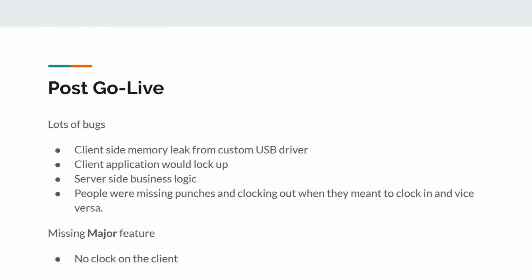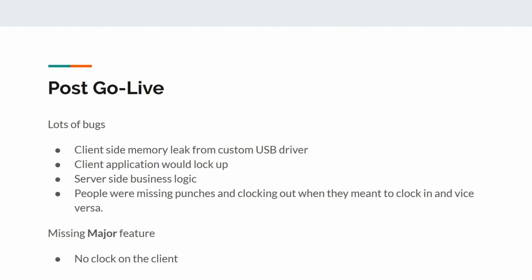So that brings us to go live. After we went live, we ended up with lots of problems. The biggest problem was the memory leak from the custom USB driver. That was just a nightmare. And with 4 gig of RAM, I think we ran out in about 6 hours, maybe 8 hours, just completely ran out of memory. And so to work around that, I set up the computers to reboot every 4 hours.